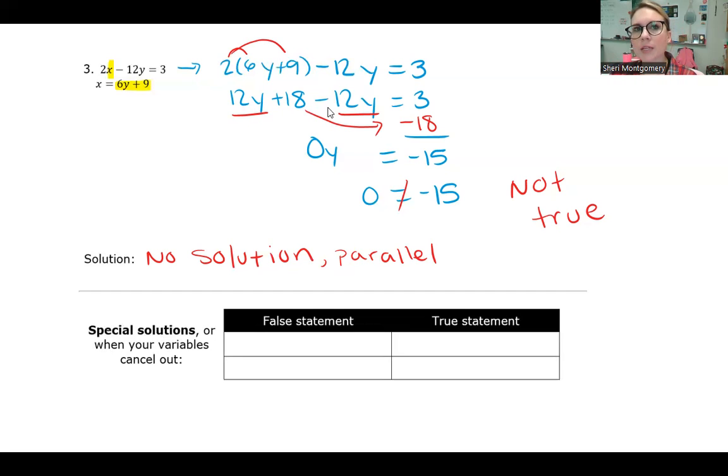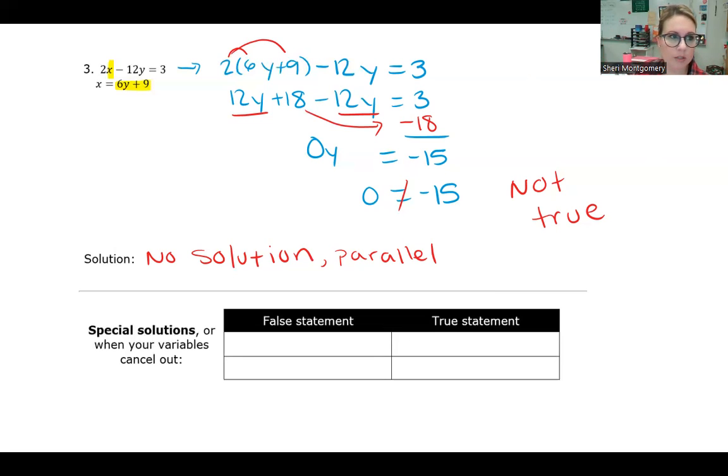So when your variable cancels, there's only 2 options. And we saw this graphically last time. You either get no solution because it's not true, or the other situation is that you get a true statement. And when it's true, then what do you think the answer is if it's true? It's the third situation. Infinitely many. So we're going to jot that down inside of our statements.